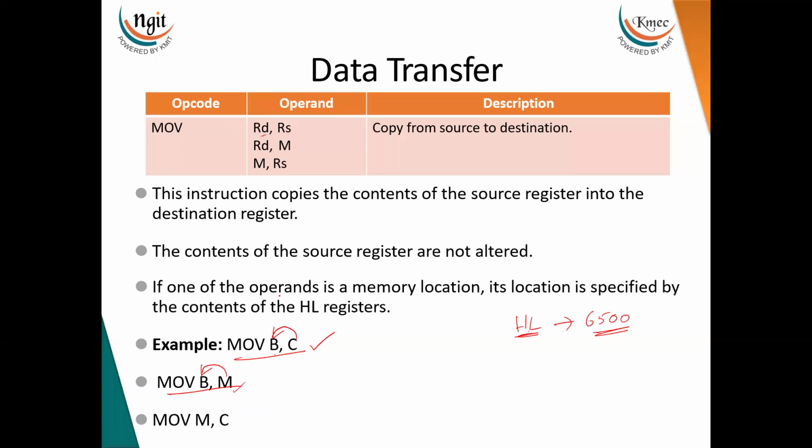Now coming to the next one. Now here MOV M, Rs means what? The source content we are moving into the memory location. Now if the HL pair is pointing to 6500, and we use this instruction, it means the C register content we are moving into this location. So whatever the data is there in the C, that we moved into this location. So this is about the move instruction.